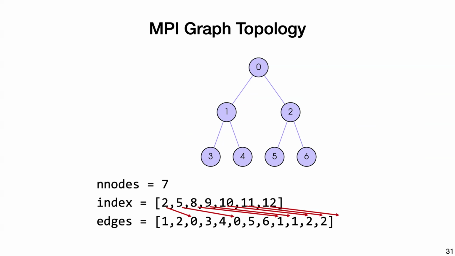So here they just got rid of it, and the start positions follow, and then you have node 2, which has neighbors 0, 5, and 6. So 0, 5, and 6 are here, and they start at position 5 in edges, and so on like that. So if you have the entire graph topology, then you can build a CSR, and you just pass it into this MPI function.